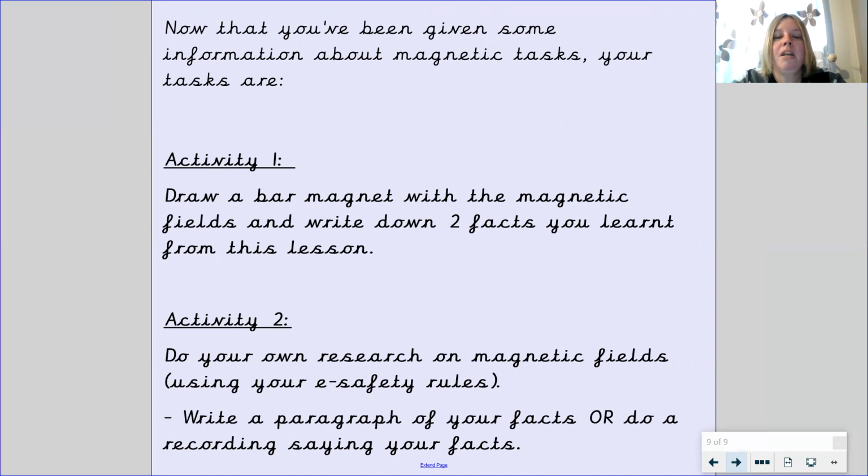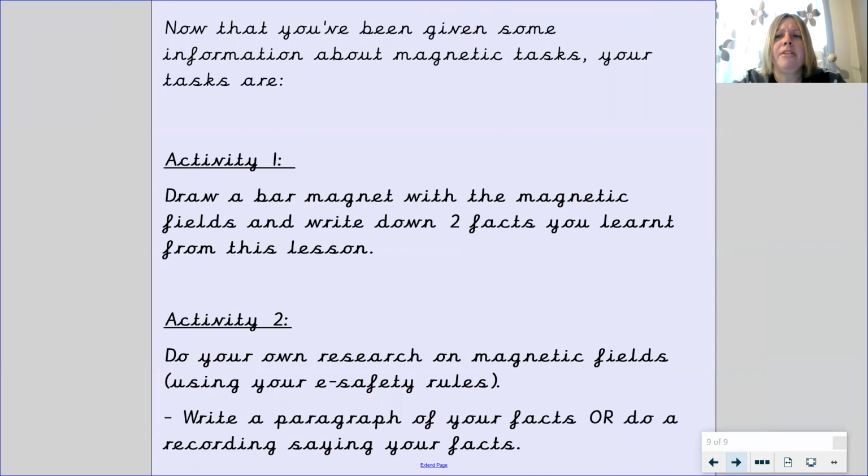Activity 2. You could do your own research on magnetic fields. You need to remember that if you're going online to find out about magnetic fields, remember to think about our safety rules. Once you've done your research, you could write a paragraph with your facts in, or you could do a recording to say your facts.